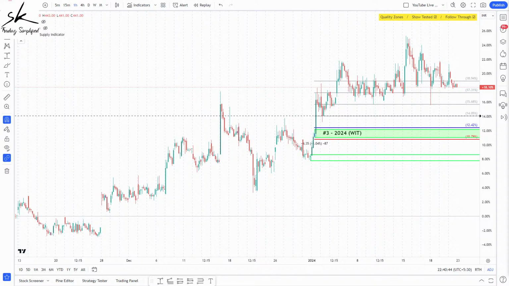So everything has its pros and cons. But on the lower time frame, when we are planning our trades, that is the time we're always taking quality areas. All right, so what is the time frame here?